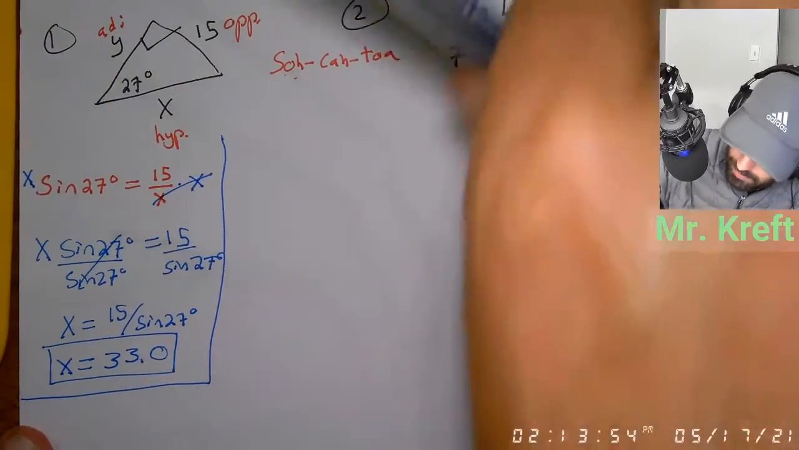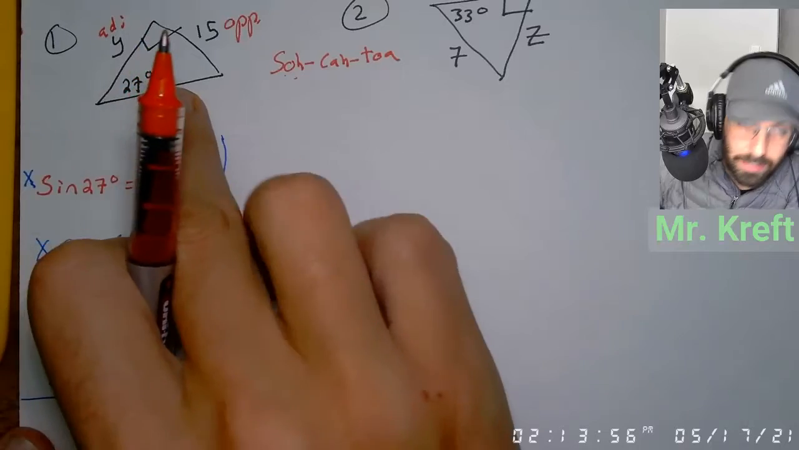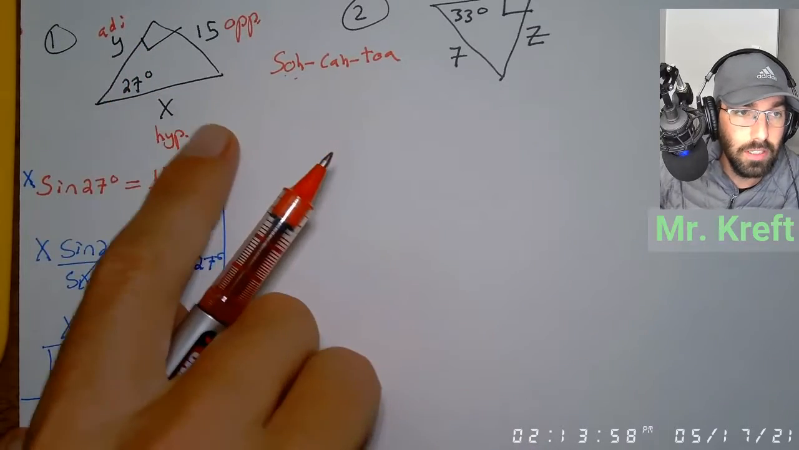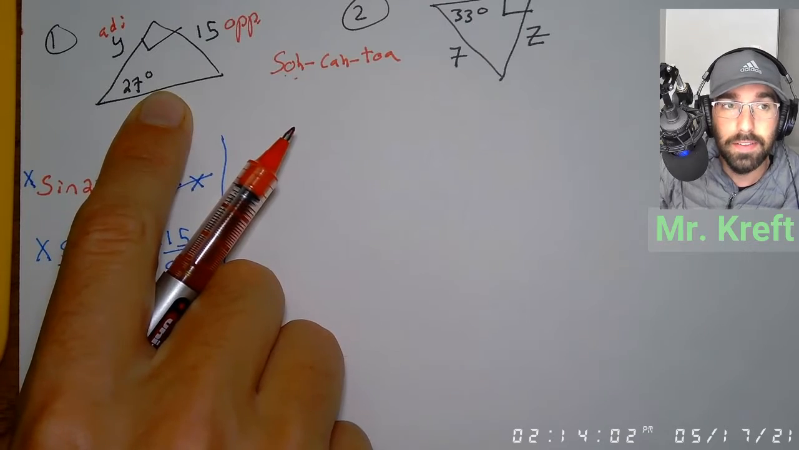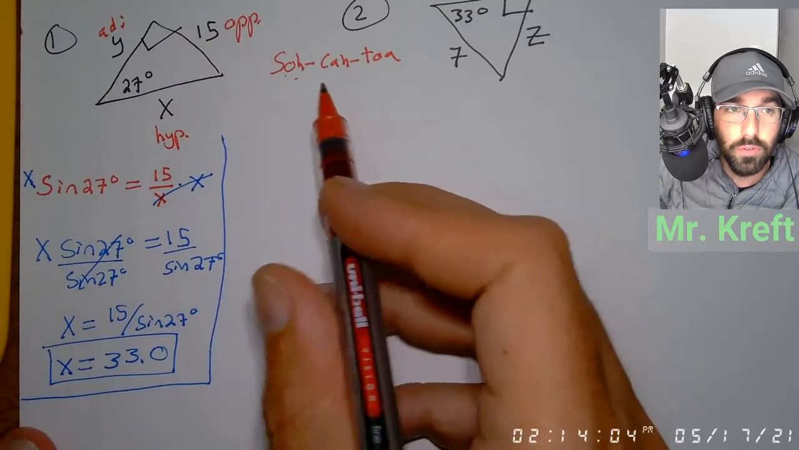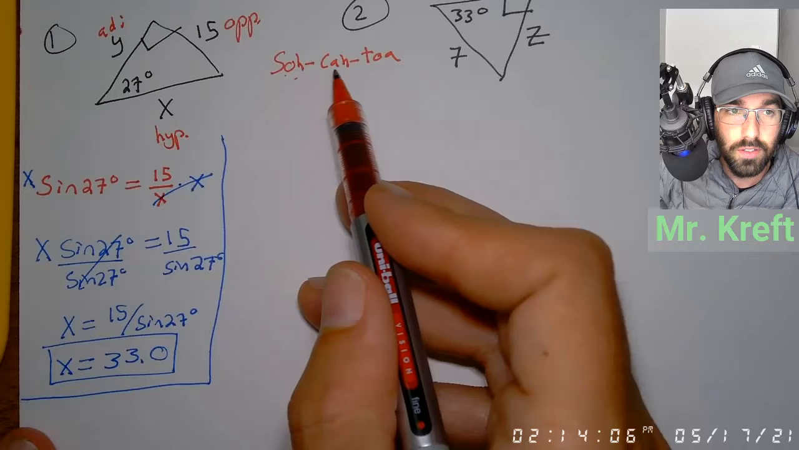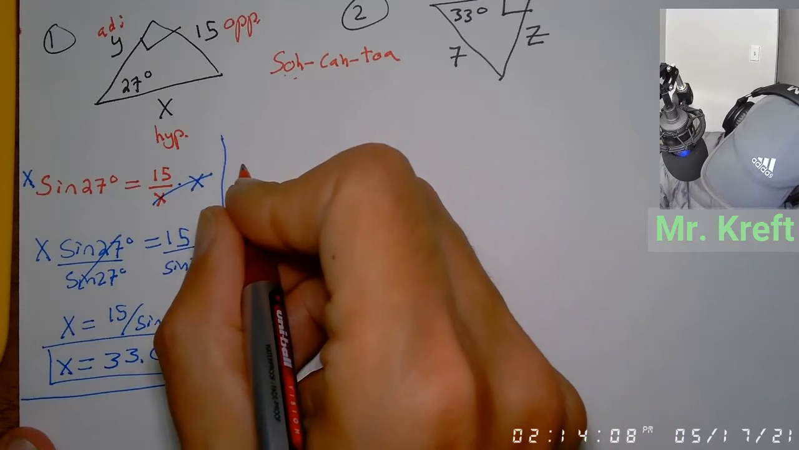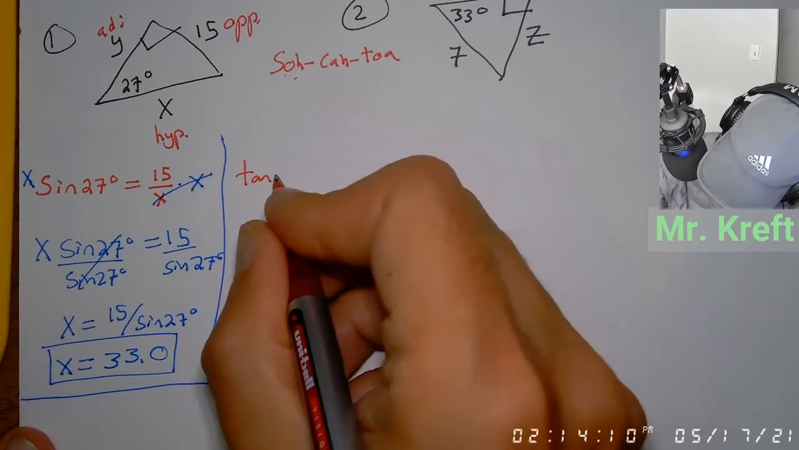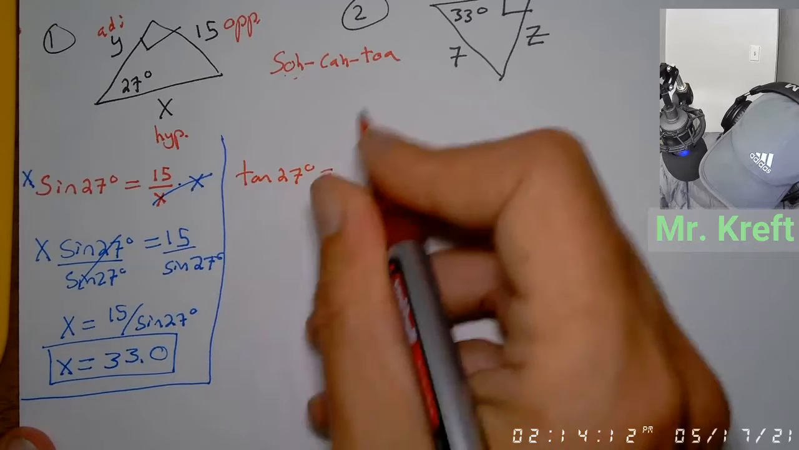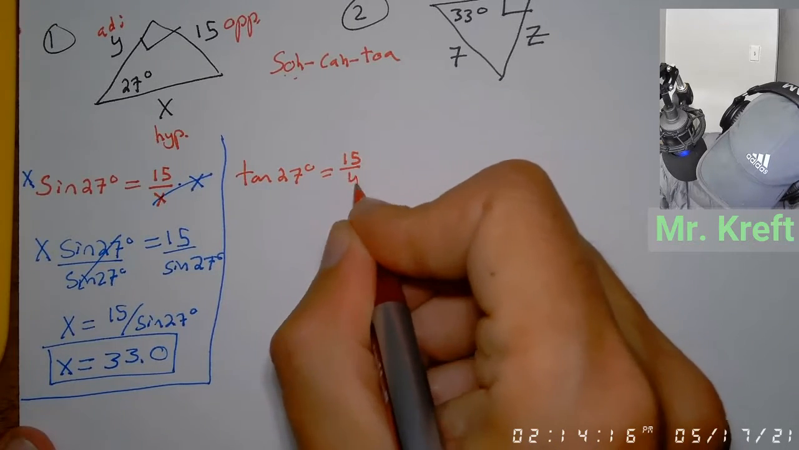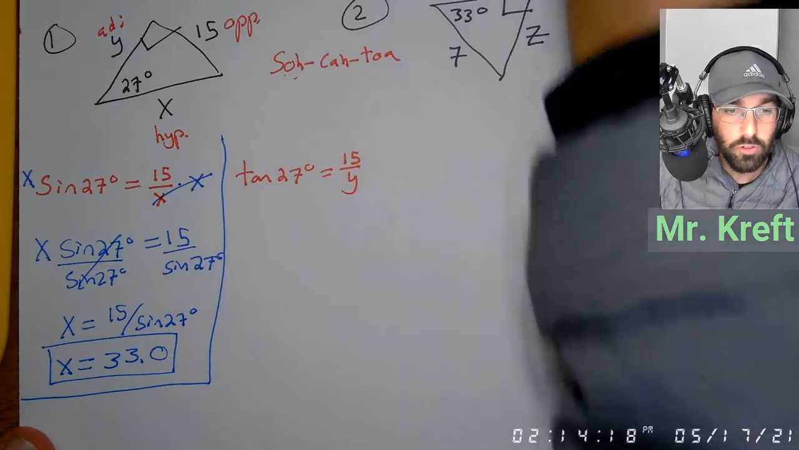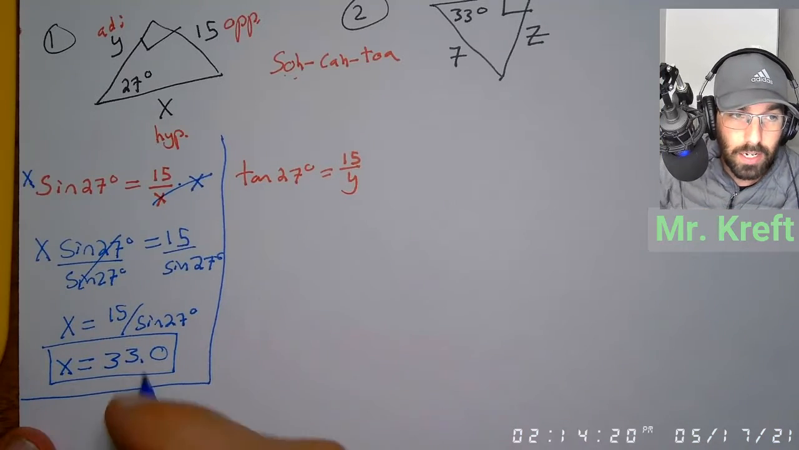Okay, so that's my x. To get my y, I'm going to act like my x isn't there, so I'm going to cover that up. And I'm going to take a look at the sides I'm looking at. So I'm looking at the opposite and adjacent. So what uses opposite and adjacent? Tangent does. So I'm going to have tangent of my reference angle equals what's on top? Opposite. So 15 over y. So that's my trig setup.